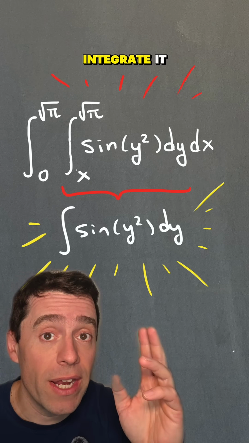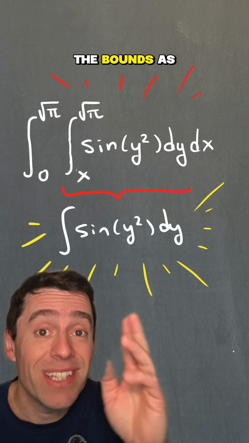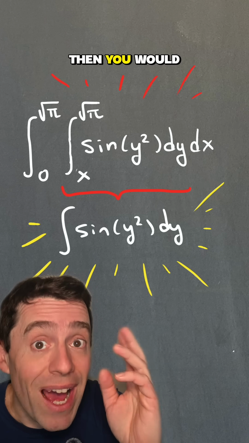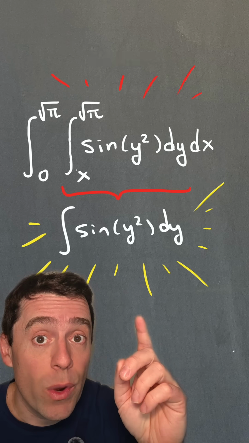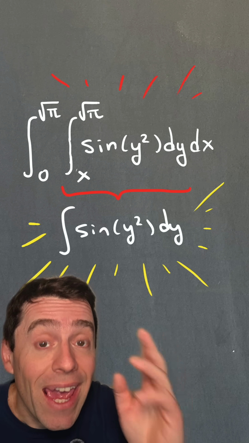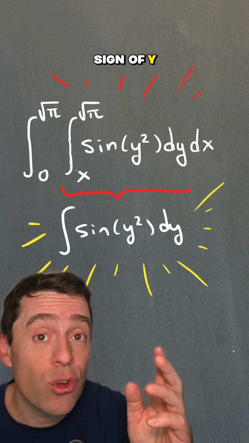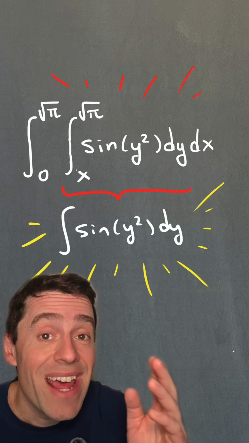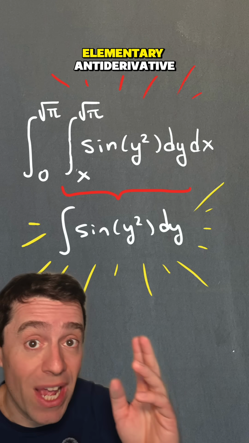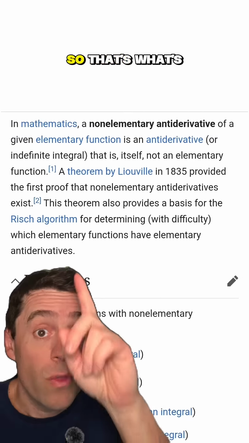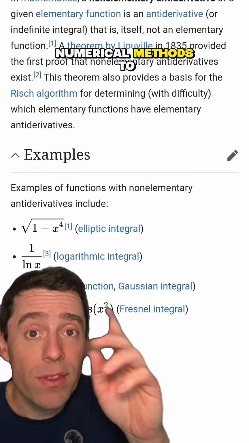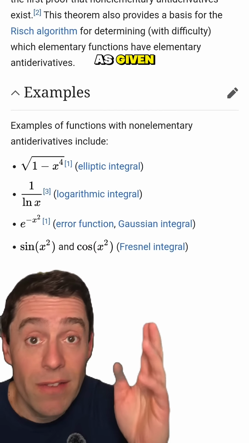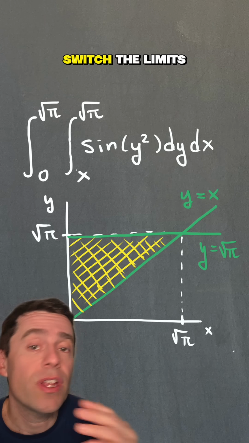Switching the limits of integration in this case is essential because in this integral, if you were going to integrate it with respect to the bounds as they are given, then you would have to first find an antiderivative of sine of y squared with respect to y. And this function, sine of y squared, is one of those functions that have no elementary antiderivative. So that's what's called a non-elementary integral, and we would have to use numerical methods to solve the integral as given. But instead, we can switch the limits of integration.